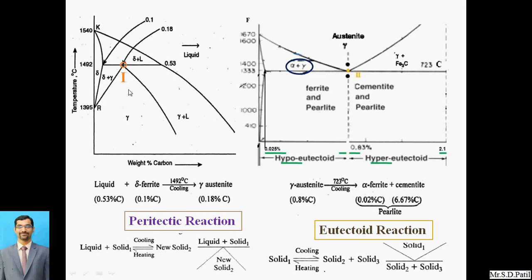So at the peritectic reaction, delta plus austenite, that is gamma, we can see. This will be delta plus liquid, and this will be gamma plus liquid.